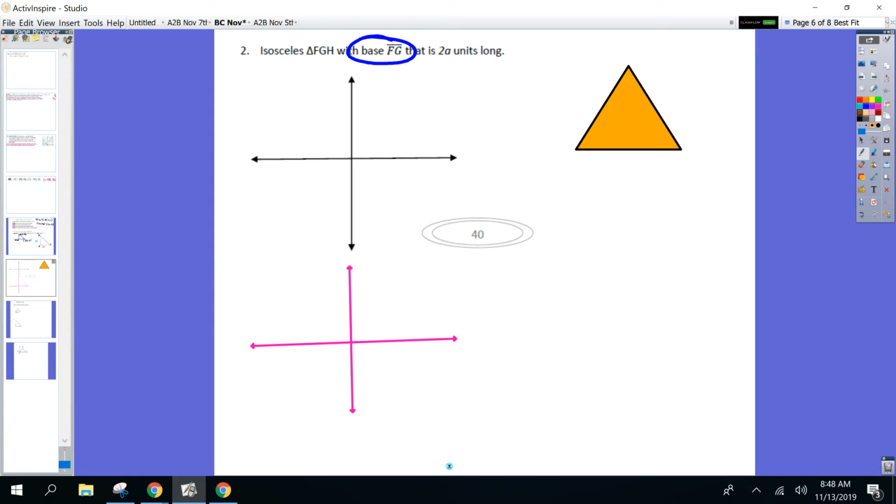So really, we're looking at something like this. If I put FG here, that's got to be 2a, h up top. That's what I'm looking at here on the graph. And I need coordinates for F, G, and H. All right, suggestions. Where should I start this graph? Origin with point F, 0, 0.